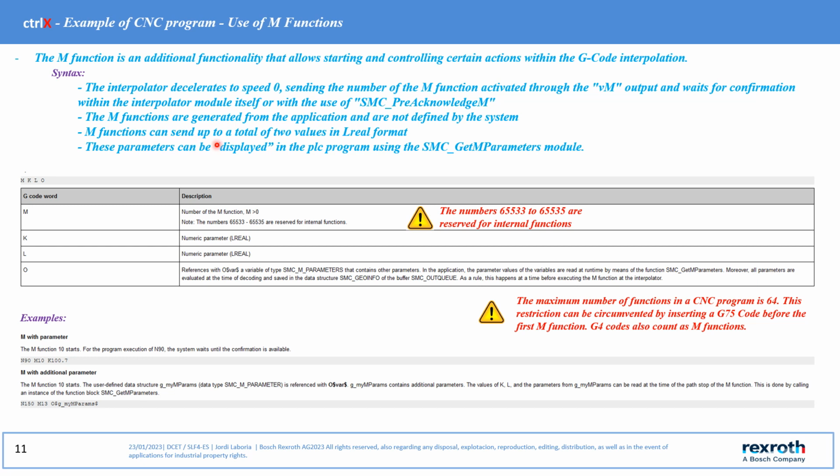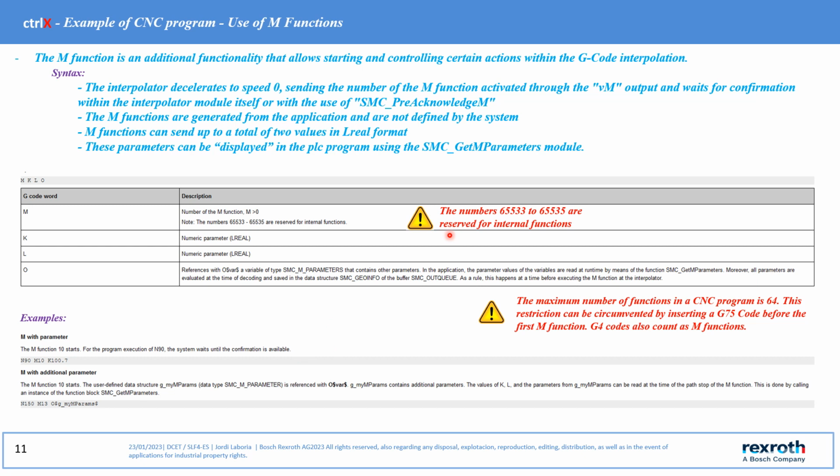Functions can send up to a total of 2 values in real format. These parameters can be displayed in the PLC program using the SMC get parameters module. The programming structure of the function is as follows. We will use M plus the number of the function used. The functions also have a series of parameterizations that can be used for visualization in the PLC program. These are the data K and the L and the type O.